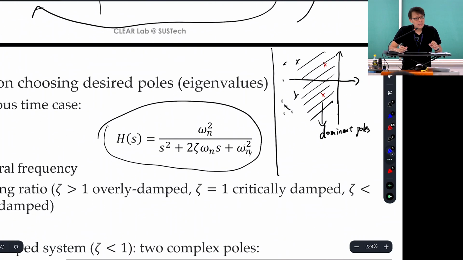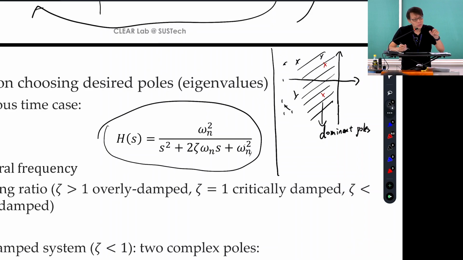Can you see that? Of course, if your other poles are here, then the approximation is bad. They're too close. If they're further away, like very far away, then the approximation is really, really good. The reason is what?